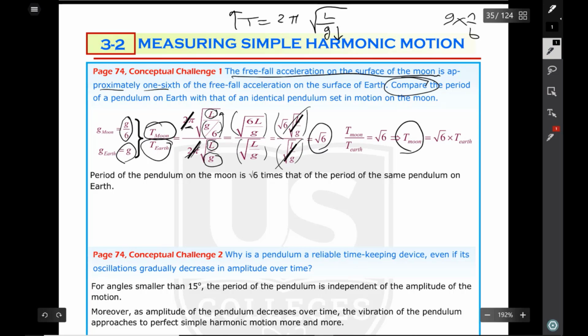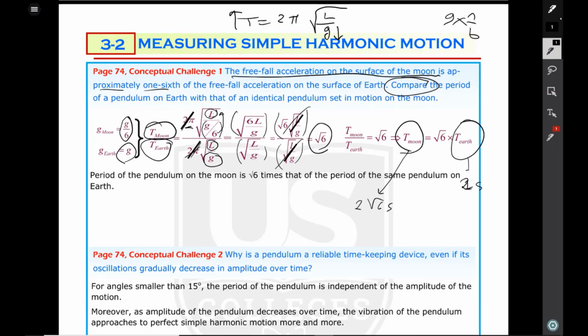Period on the moon is longer than the period of the same pendulum on the Earth by a factor of root of 6. Give a number. If a pendulum has a period of 1 second on the Earth, on the moon, this pendulum will have a period of root of 6 seconds. If a pendulum has 2 seconds on the Earth, the same pendulum will have a period on the moon which is 2 times root of 6.